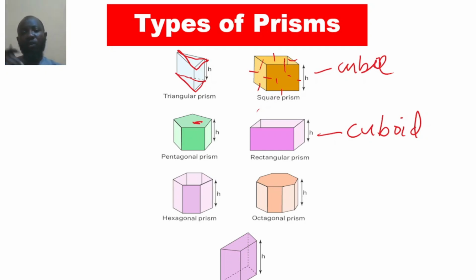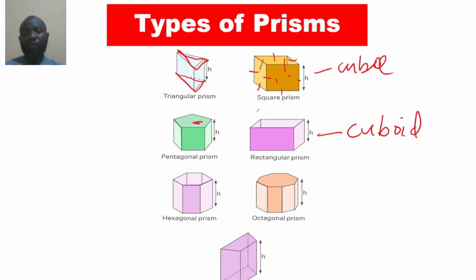So we also have the octagonal prism. Octagonal, that is, it has an 8-sided base and also an 8-sided what? Bottom. The same octagon. So that is what is called what? Octagonal prism.